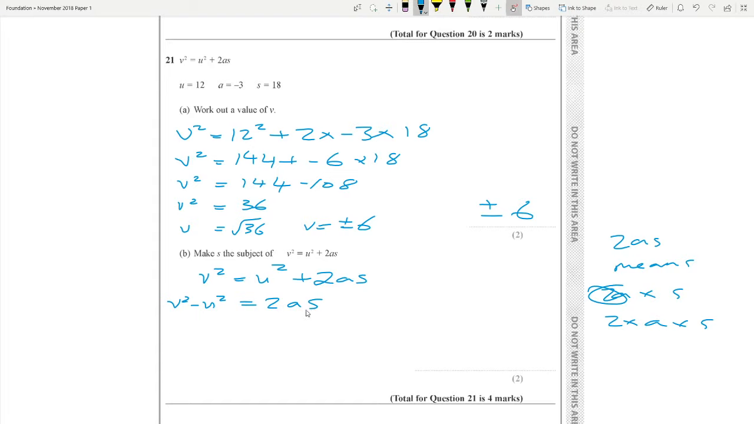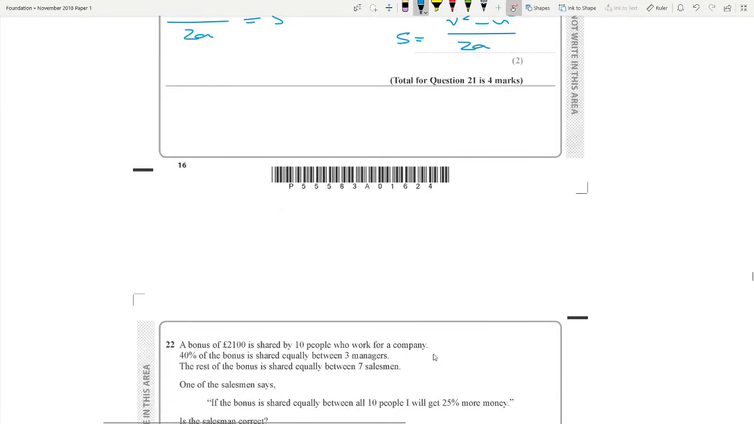So if we're multiplying by 2a, to eliminate that from this side, you have to divide by 2a. So we get v squared minus u squared divided by 2a equals s. And there we have it. We have s as the subject of this equation. I'll write it again here: s equals v squared minus u squared divided by 2a. Okay, 4 marks there.